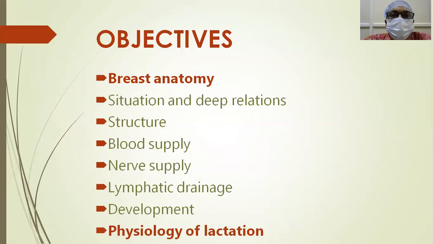So what we'll be covering in this topic is the breast anatomy, where it is situated and the relations, the deep relations, the structure of the breast, the blood supply, nerve supply, lymphatic drainage and development, and also we'll be going through physiology of lactation.